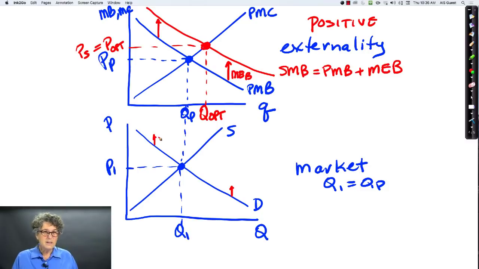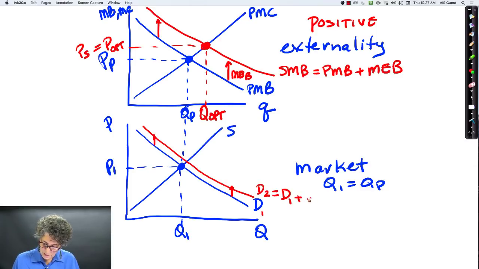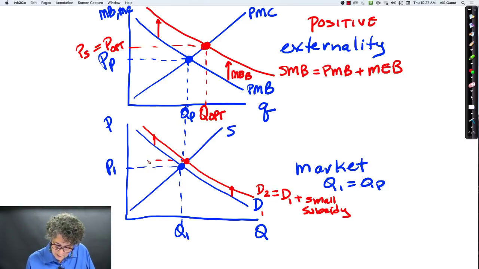I'm going to do some drawing and erasing, which may make you a little crazy, but you can slide back and forth in the video so it'll still kind of be there even though it's gone. All right, so let's suppose that the government puts out an offer for a really small subsidy. So I'm going to call this D2, which is equal to D1 plus a small subsidy. In that case, in the market, there's going to be a new price, I'll call it price P2. There's going to be a new quantity, I'll call it quantity Q2.